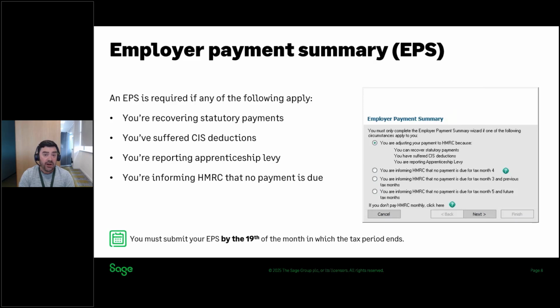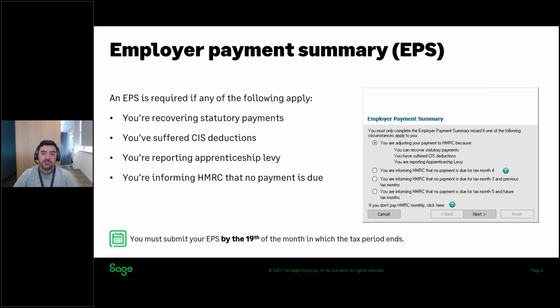So an EPS would only be required if any of the following points apply. You're recovering statutory payments, you've suffered CIS deductions, you're reporting apprenticeship levy, or if you haven't paid anyone, you need to inform HMRC that no payment is due. So if that doesn't apply to you, everything HMRC needs has already been sent in the FPS, so you wouldn't have to send an EPS at the end of the month. But as you'll see in our demo, if you are recovering a statutory payment, that's the most common reason to send this, the EPS is required to submit the values that you've recovered for the tax year.